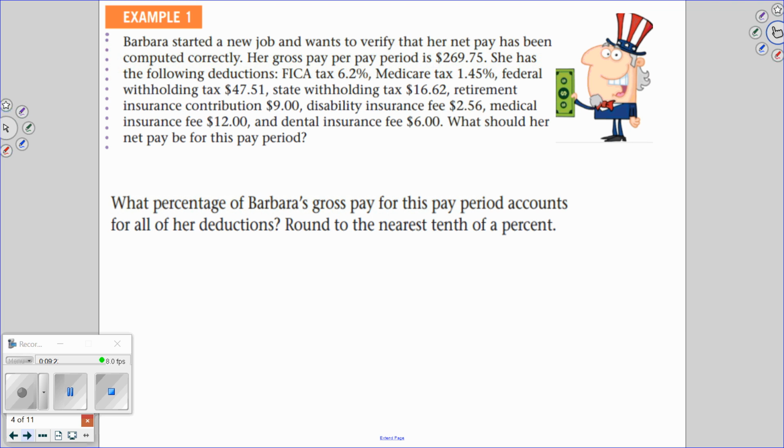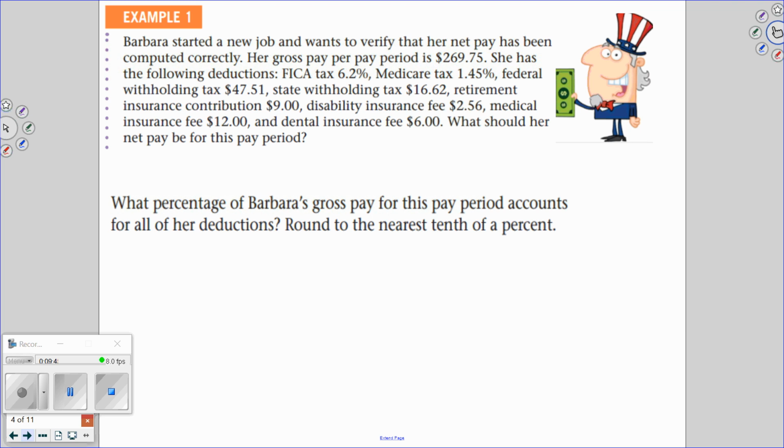All right. Her gross pay per pay period is $269.75. So what does it mean by gross pay? Without taxes. That's just her hourly wage times how many hours she works. Okay. She has the following deductions. All right. What's the FICA? What is that?